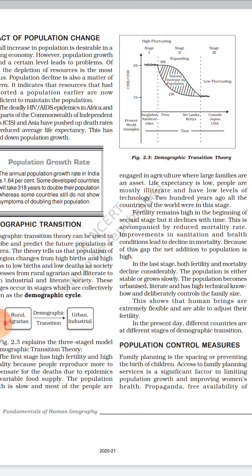And in the last stage, that is stage 3, it is low fluctuating. Here both fertility and mortality rate, that is birth rate and death rate, have declined considerably. The population is either stable or grows slowly. By taking the example of European and Northern American countries, we can study this stage 3, and the examples given are Canada, Japan and USA. The population becomes urbanized, literate and has high technological know-how, and deliberately controls the family size.